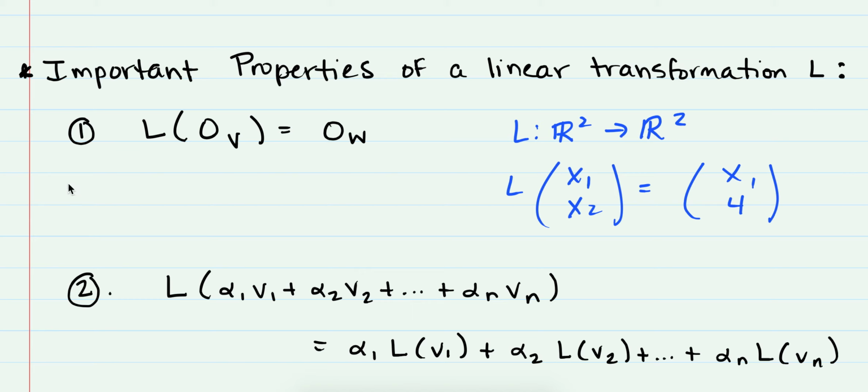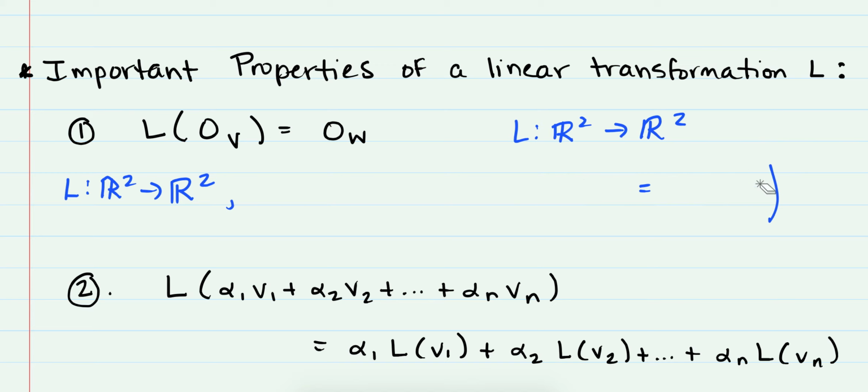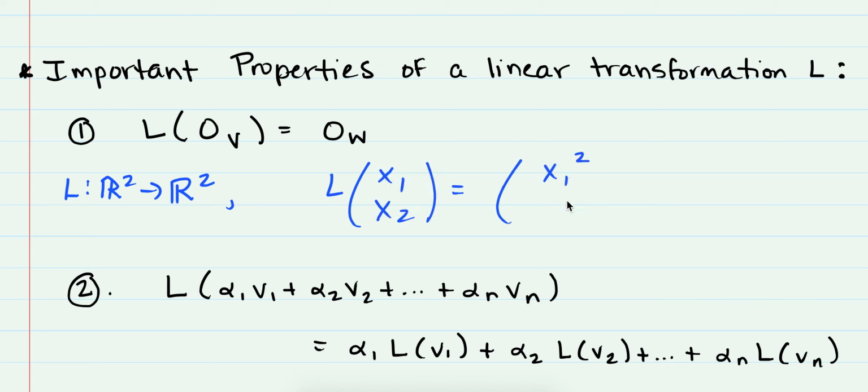For example, let's say L sends R2 to R2, and we have L of (x1, x2) is equal to (x1 squared, x2). This is not a linear transformation. You can just check that L of alpha v, let's call this vector v, is not equal to alpha times L of v. If I put an alpha here, I'd have alpha x1 squared, so I'd get an alpha squared. But if I multiply by an alpha, I wouldn't have alpha squared. So this is not a linear transformation. However, if I put (0, 0) here, it is sent to the zero vector. So just because the zero vector is sent to the zero vector doesn't mean it's a linear transformation.